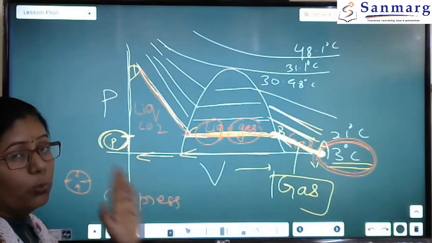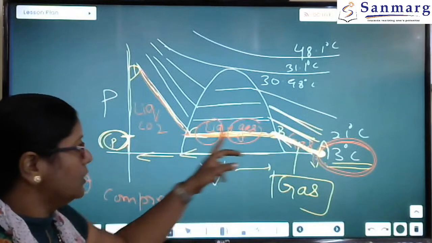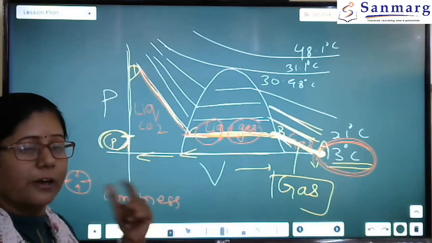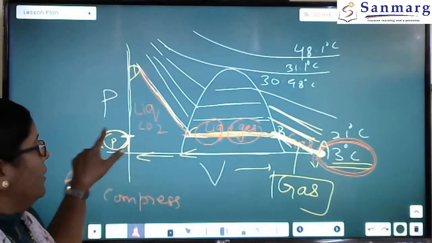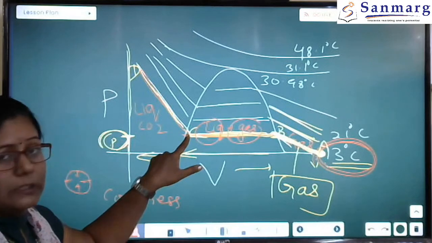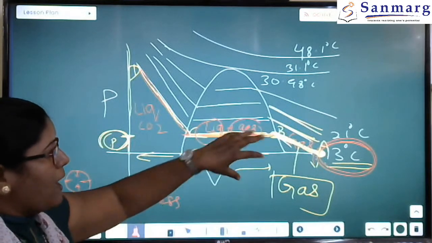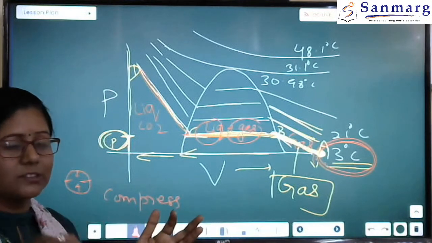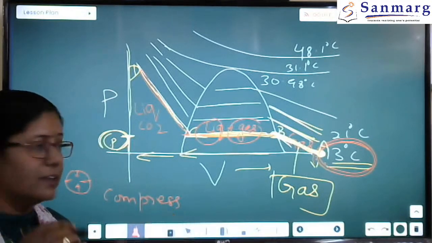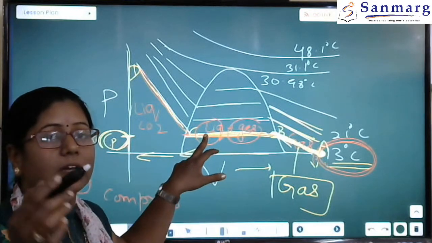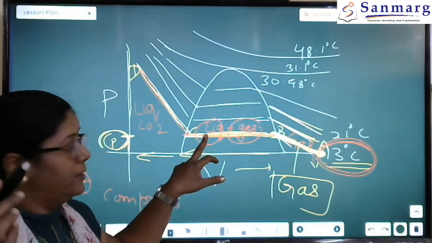Further, if we decrease the volume again, the pressure remains constant. In this part, part BC, you get equilibrium. You have both gas as well as liquid, liquid carbon dioxide and gas carbon dioxide both are there.